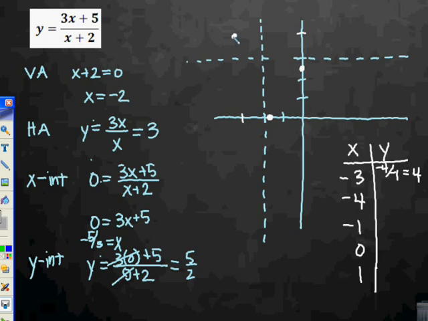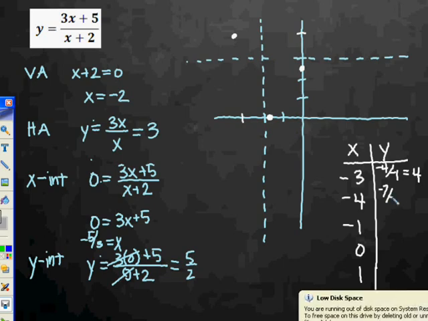Okay. Let's see what's going on at -4. So 3 times -4 is -12, plus 5 is -7, and then -4 plus 2 is -2, and so that's going to be 7/2, which is 3.5. So at -4, I'm going up to 3.5, right about there. So I'm seeing this kind of hug those asymptotes, and you can see that this is going to continue to get closer and closer to that vertical asymptote and never touch it, never hop over it. It's going to stay there.